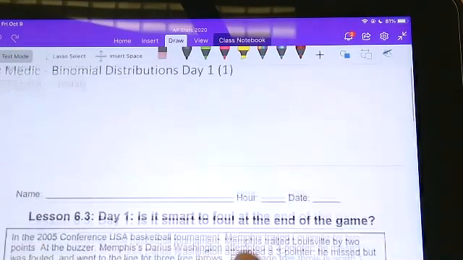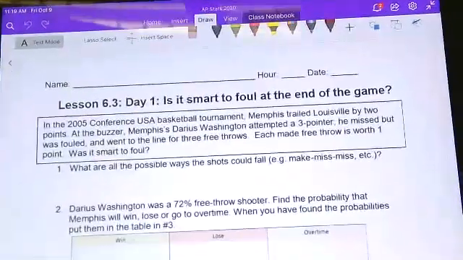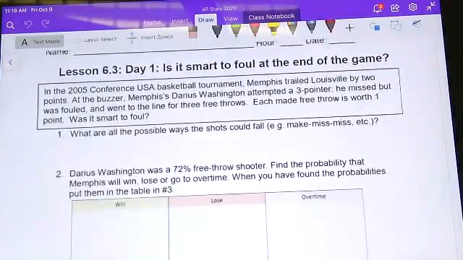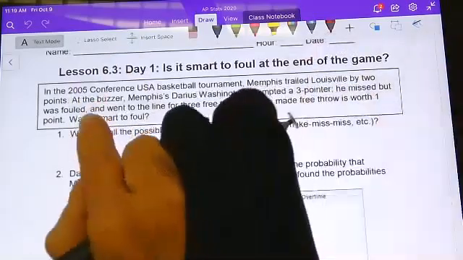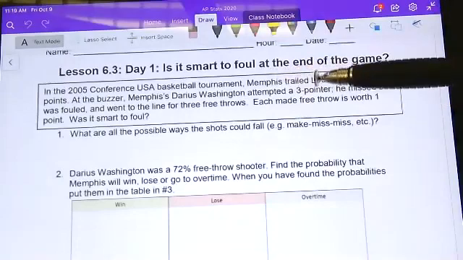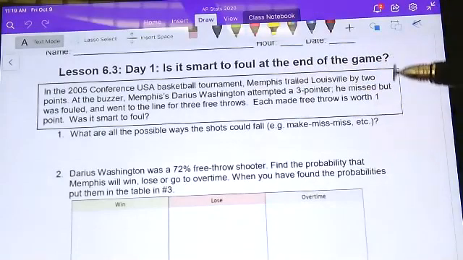So here is our StatsMedic. Okay, today we're talking about basketball. Specifically, the 2005 Conference USA basketball tournament. So college basketball here. Memphis trailed Louisville by 2 points. So Memphis was behind by 2 points. At the buzzer, Memphis's team member, Darius Washington, attempted a 3-pointer. He missed basically because he was fouled. Okay, so he missed the 3-point shot.